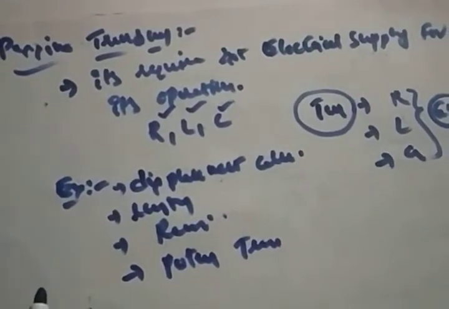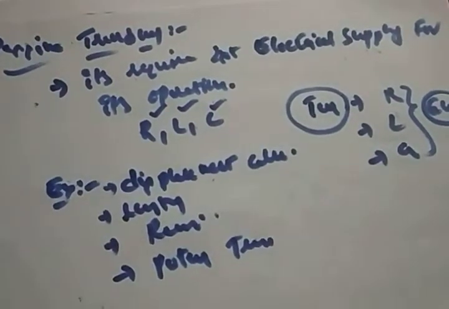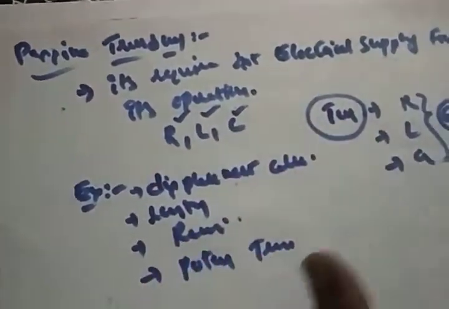So these are the examples for a passive transducer, right? We'll discuss each and every transducer, no need to worry. So what is a passive transducer? It requires an external electrical supply for its operation. So that is about a passive transducer.